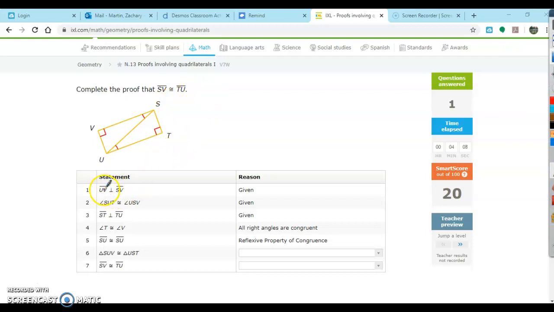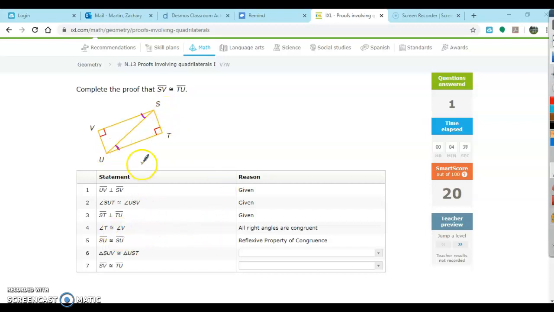We know that UV is perpendicular to SV. That's given. So, UV is perpendicular to SV. That's given there. And we know that angle SUT is congruent to angle USV. So these angles, they've already marked them for us. Those are congruent, given. And we also know that segment ST is perpendicular to segment TU. That's also given by this right angle symbol.